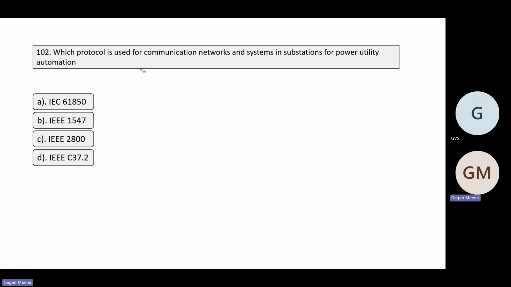Okay, so which protocol is used for communication? In substation automation, it is IEC 61850. This one is used for synchrophasors. This is used for transmission IBR connection. Then this is used for DER integration into the grid. This is for transmission. This is for distribution.